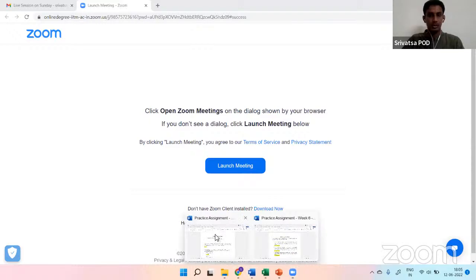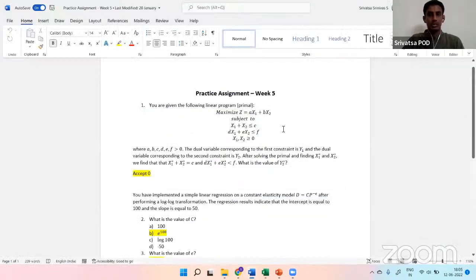Let me share my screen. Are you able to see the screen?